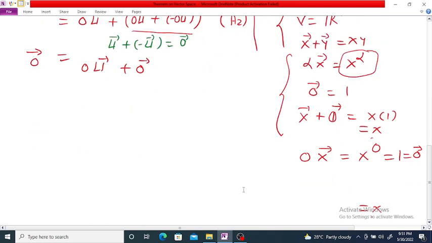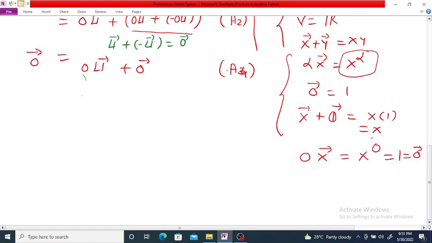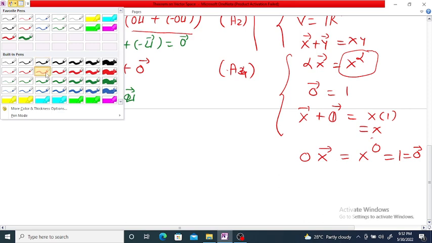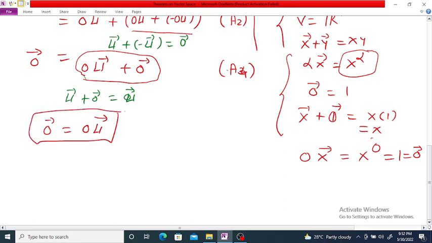But again by using property A4, the additive identity, 0 u bar plus 0 bar is equal to 0 u bar. This is the additive identity. So if we add 0 bar to any vector, we get the same vector as output, 0 u bar. So 0 bar is equal to 0 u bar, and this is what we wanted to prove here. So I am writing this proof again.